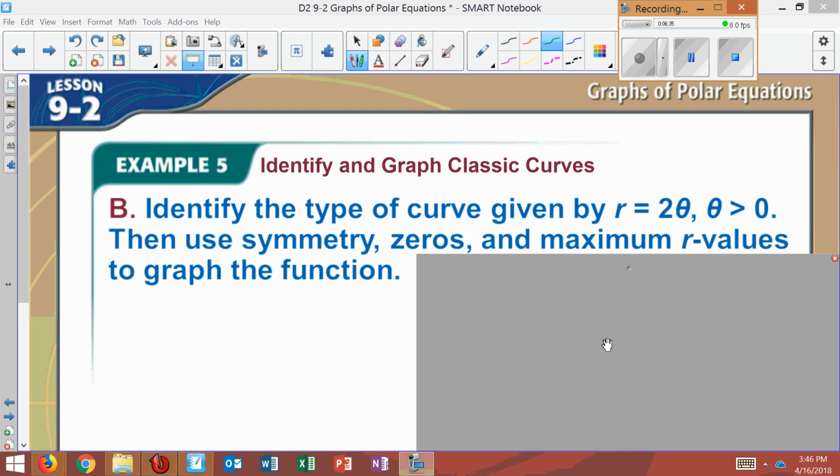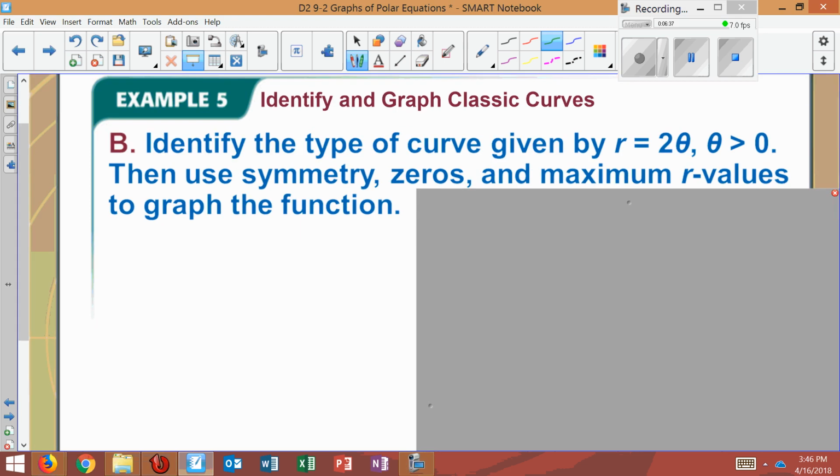Okay, part B. Let's identify this one. Now it just says 2 theta. Well, anytime you have that, it's going to be a spiral. So anytime you have a theta but no trig function with it, it's going to be a spiral. So if it's a spiral, it has no symmetry. Spiral will not have symmetry. It will have a 0 at 0, so it'll start at 0. And it'll have no maximum.